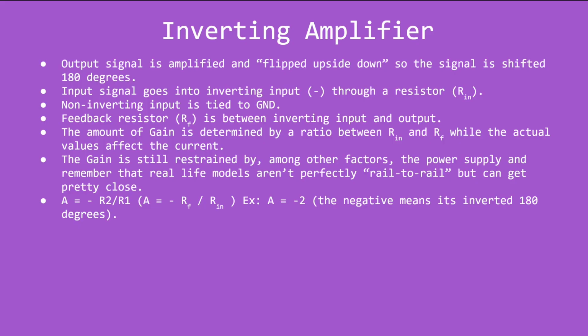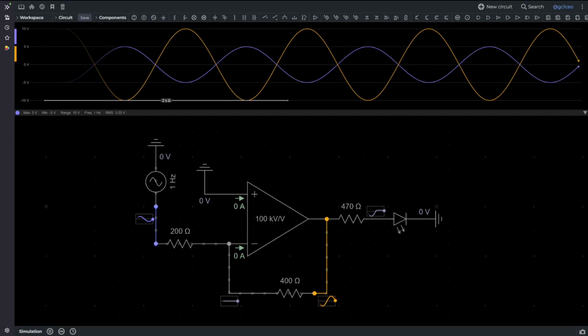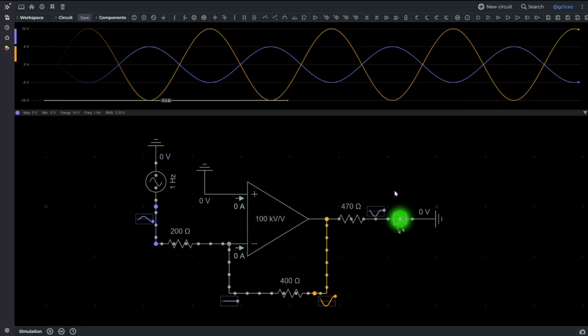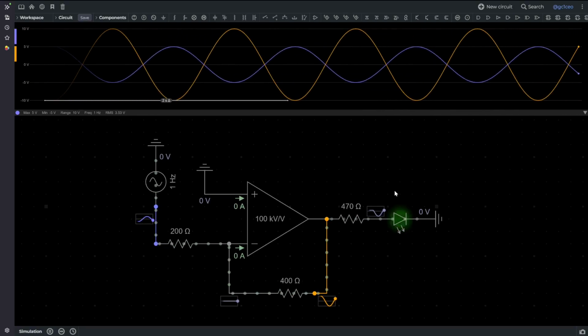There's also a feedback resistor between the inverting input and the output, so we're dealing with two resistors now. The gain itself is determined by a ratio between the two resistors, and the actual value of the resistors affects the amount of current. Keep in mind the gain is still restrained by, among other factors, the power supply. Remember to keep that in mind because real life models aren't always perfect rail to rail, although they can get pretty close.